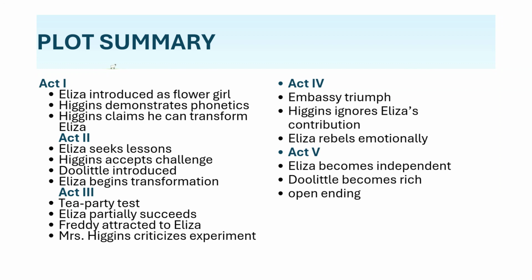Act 5 brings the resolution. Eliza emerges as an independent and self-confident woman capable of making her own choices. Meanwhile, Alfred Doolittle unexpectedly becomes wealthy and struggles with the responsibilities that come with respectability. The play concludes with an open ending, leaving the audience to think about Eliza's future and the deeper questions of identity, class, and independence. Thus, the plot of Pygmalion is not merely a story of learning proper speech. It is a journey of personal growth, self-discovery, and social transformation.